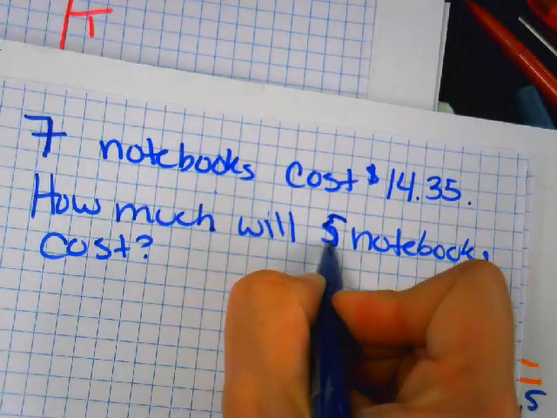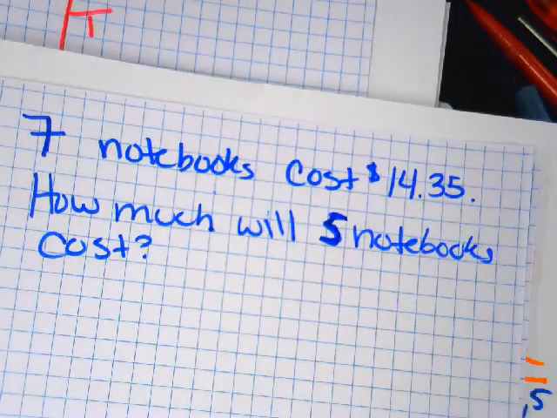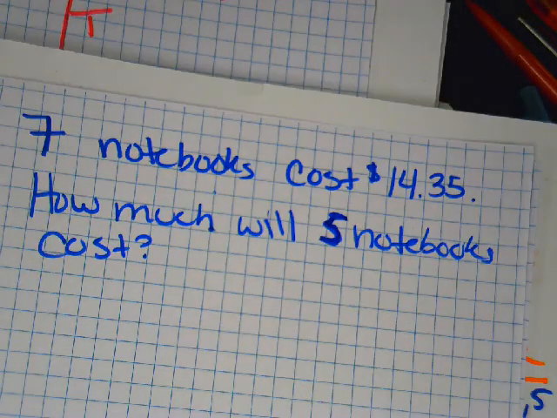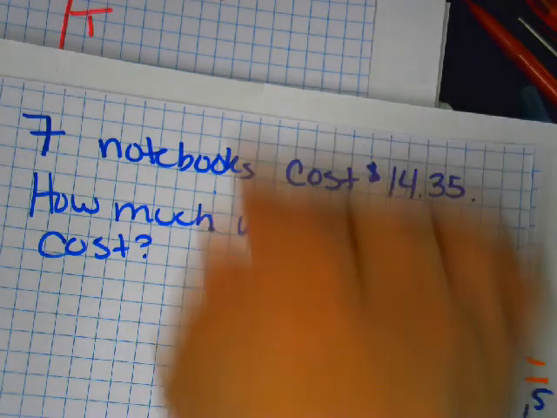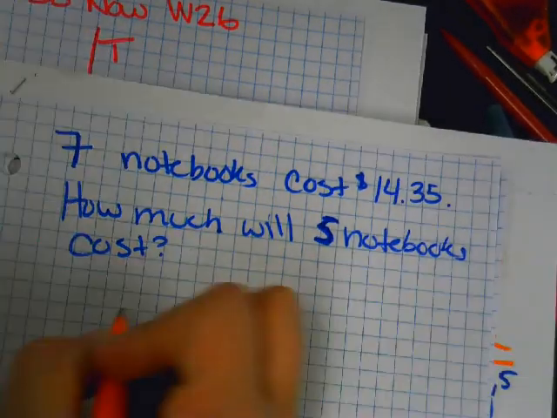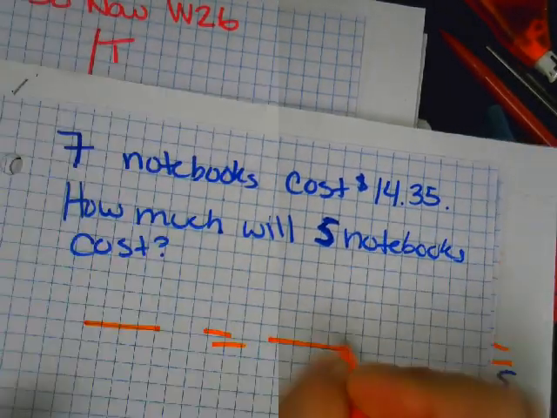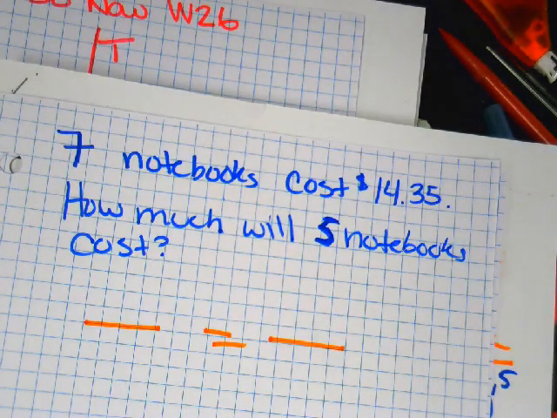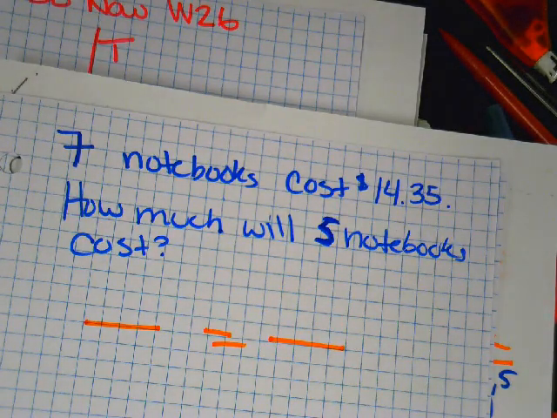The packet asked you for 1 notebook. These are questions where they ask you for a random other number that's not 1. Now, could you figure out what 1 notebook costs and then multiply by 5? Yes, you can. But sometimes it's easier to do the butterfly. And we're learning about the butterfly right now. So we're going to set up the proportion. Set up your proportion.